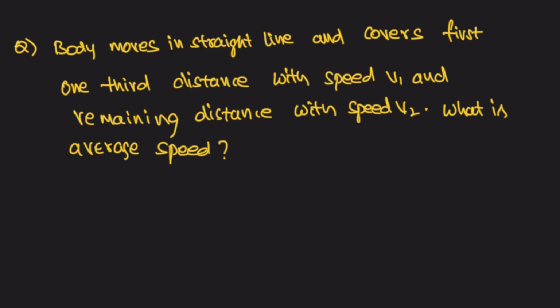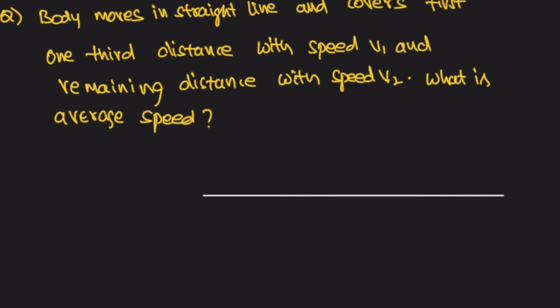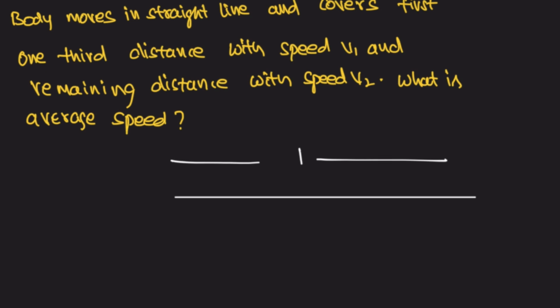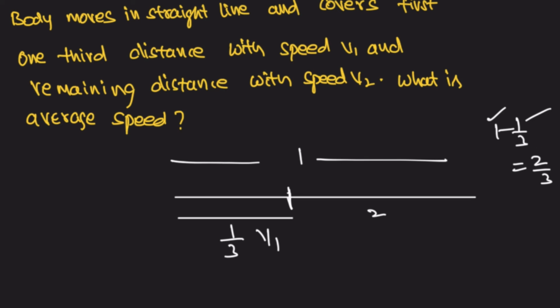Now the question is, a body moves in a straight line and covers the first 1/3 distance with speed V1 and the remaining distance with speed V2. What is our speed? Suppose the total distance is 1. The first 1/3 distance, that is 1 by third, it covers with speed V1. So what is the remaining distance? So 1 minus 1 by 3. So the total distance is 1, the first one is 1 by third, and the remaining means subtraction, 1 minus 1 by 3. Then we get here 2 by third. So now 2 by third distance is covered with speed V2.